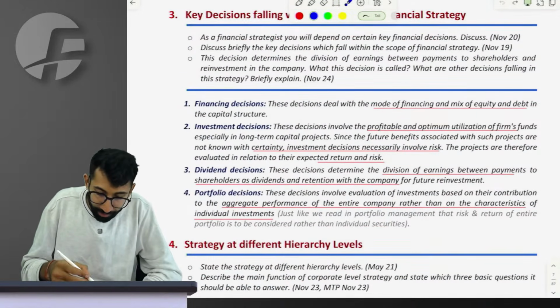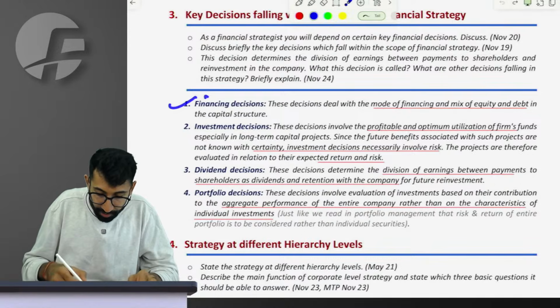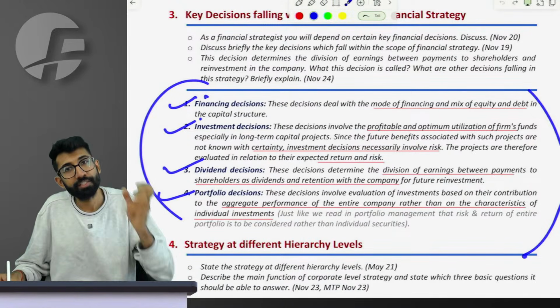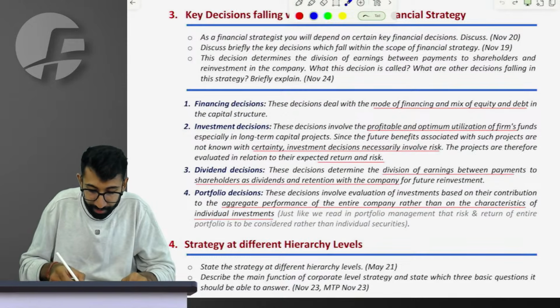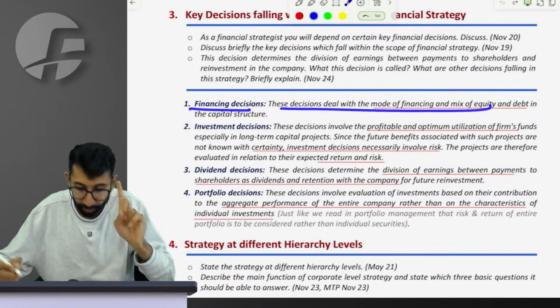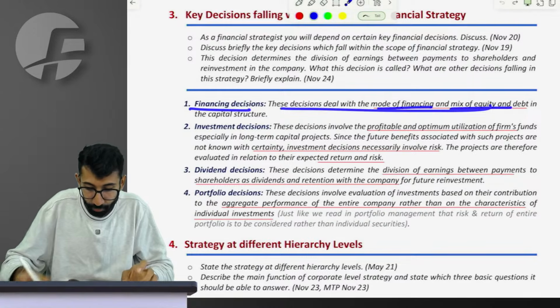Perfect. There can be financial decision, investment decision, dividend decision, portfolio decision. Fortunately, all these decisions you have done practically. Financing decision means where to raise the money from and in what proportion. Very simple. Mix of equity, debt and mode of financing.